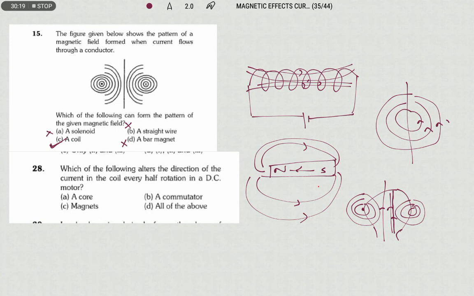Right, next question. Which of the following alters the direction of the current in the coil every half rotation in a DC motor? Core, commutator, magnet, all of these. The main duty of the commutator in a DC motor is to reverse the direction of the current. This is the device known as the commutator. Split rings play the role of commutator in a DC motor. Okay, these are some questions based on the magnetic effects of current.